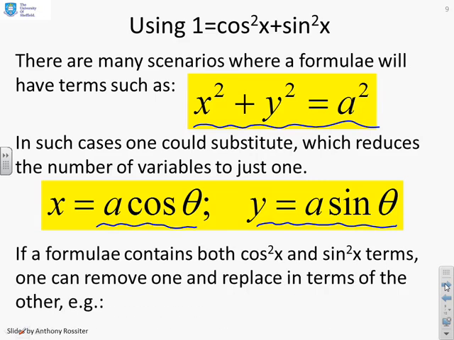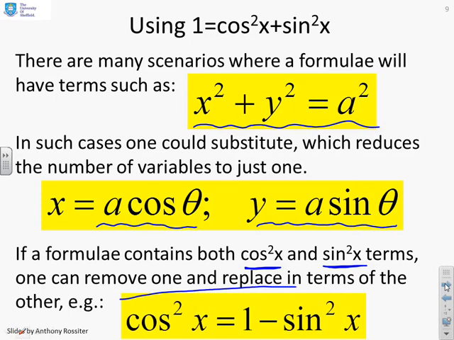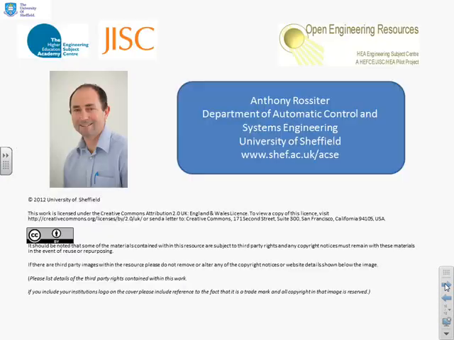If a formula contains both cos squared and sine squared terms, which will happen quite often, then you can easily remove one and replace it in terms of the other. So the key thing to recognise is if you've got both terms, if you use this formula, you can get rid of one of them, and that was going to appear many, many times in real problem solving.